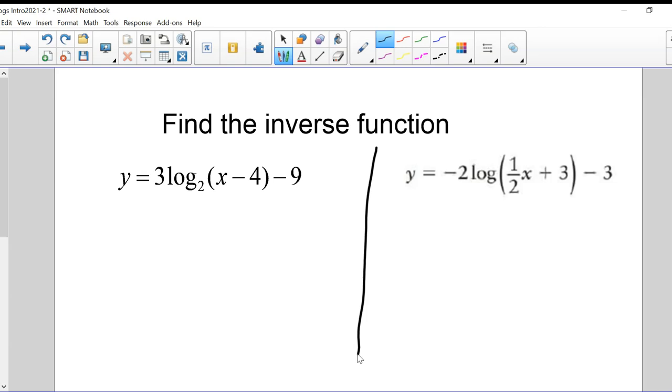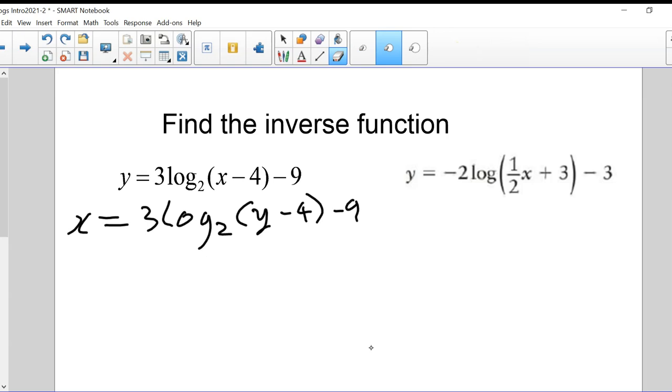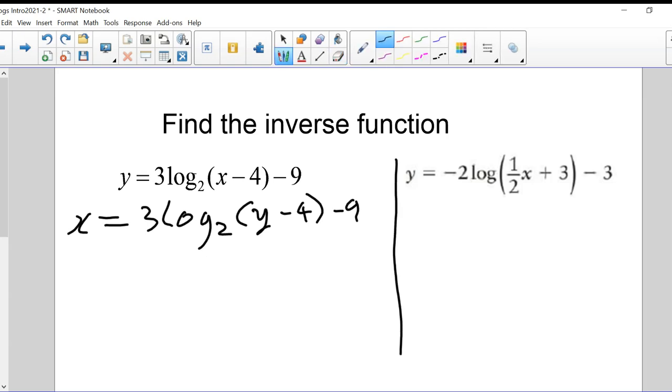So first things first, why don't I exchange my x with my y? So I'm going to say that x is equal to 3 log base 2 of y minus 4, minus 9. Okay, let me just erase this line here. I put that back right there. So the first step in the process is to exchange the y and the x. Some people do that at the end, by the way. I just choose to do it at the beginning. But let's just say that it's now done. X became y and y became x. Now my goal is to isolate the y.